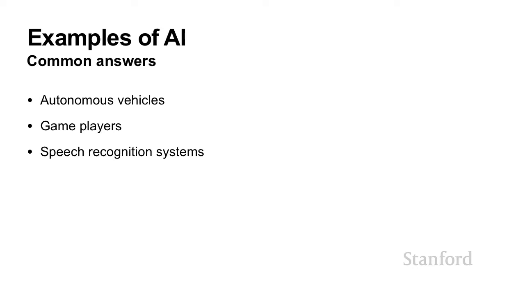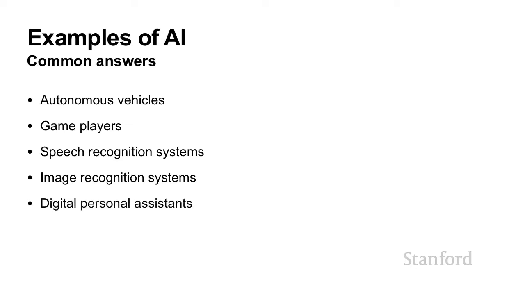Another example is speech recognition systems. So things where you talk at it and it understands what you're talking about. Image recognition systems, which are systems where you feed it a picture and it's able to tell you what it is, who it is, so on and so forth. And also digital personal assistants. So Siri, Google Assistant, Alexa are all examples of those.